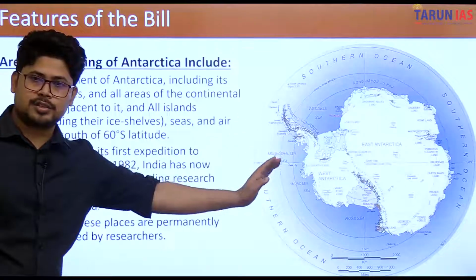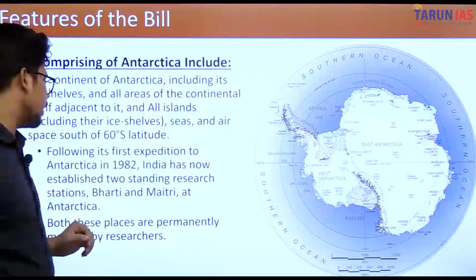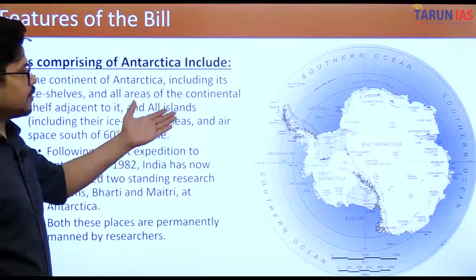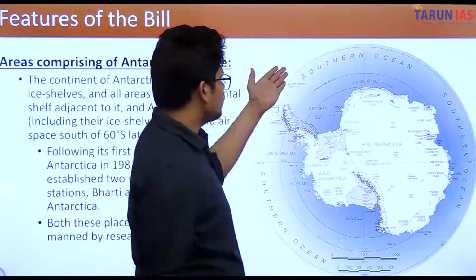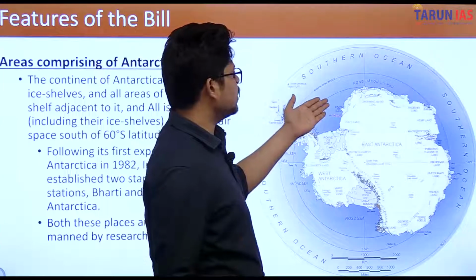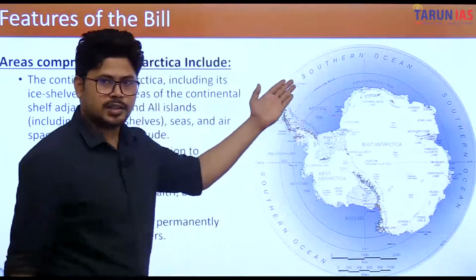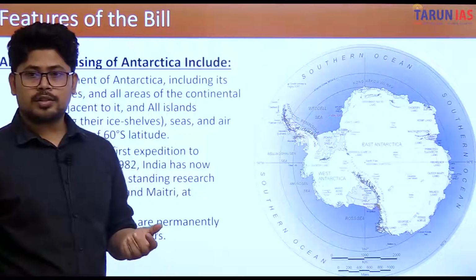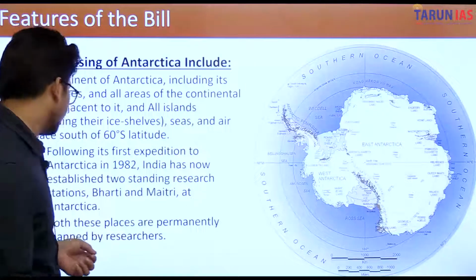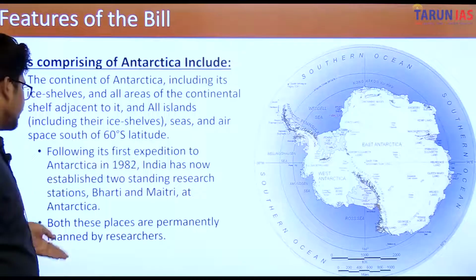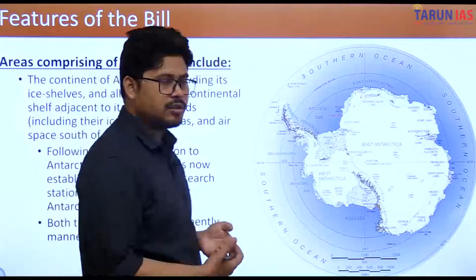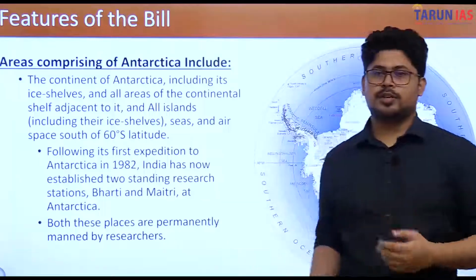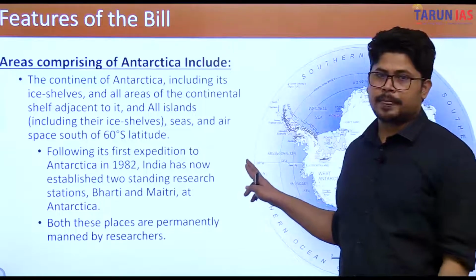Whatever portion lies below 60-degree latitude will be part of Antarctica. That means if an Indian vessel goes below 60-degree latitude, it becomes subject to this act or bill. Following its first expedition to Antarctica in 1982, India has now established two stations, Maitri and Bharti.